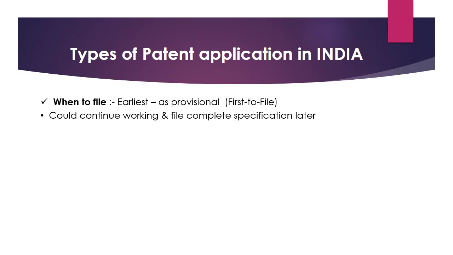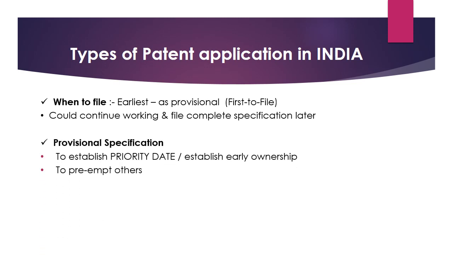If you want to file at the earliest and your invention or your work is not completed, or it is completed but you need some more time to do the execution part of it, to see whether that product, whether that manufacturing method is working or not, what you can do is file a provisional application. What a provisional application does is establish a priority date, or an early ownership in your name. It preempts others from using your invention after that date.